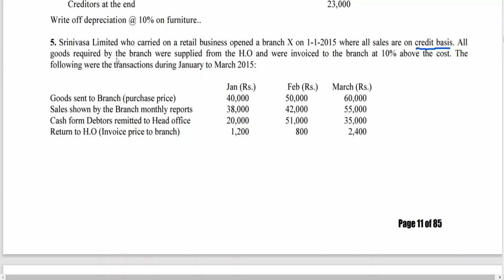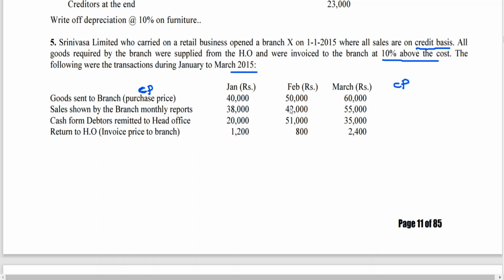All goods required by the branch were supplied from head office and were invoiced to the branch at 10% above the cost. The following were the transactions during January to March 15. Goods sent to branch. Purchase price is nothing but cost price. This is cost price: 40,000, 50,000 plus 60,000. If you take a calculator, 40 plus 50 plus 60, it is coming to, this is cost price I am talking about.